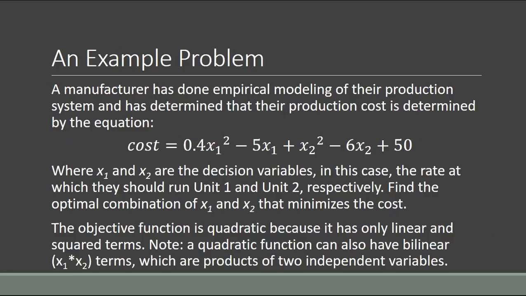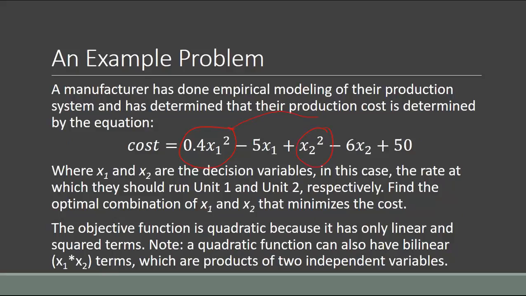So here's an example problem. A manufacturer has done empirical modeling of their production system and has determined that their production cost is determined by this equation. The cost is equal to 0.4 times x1 squared minus 5 times x1 plus x2 squared minus 6 times x2 plus 50.